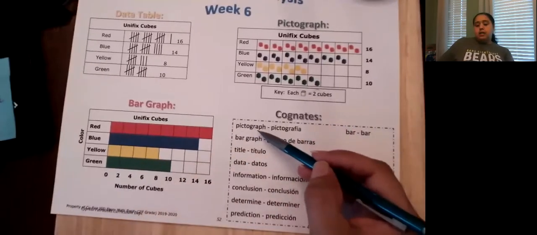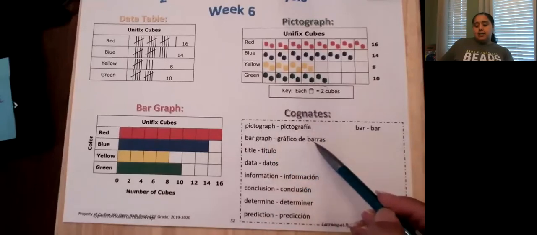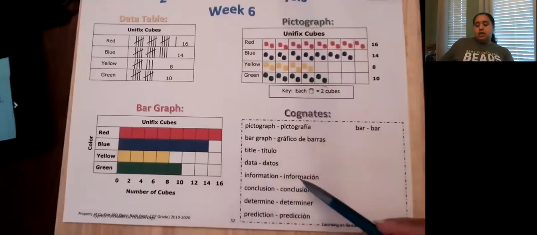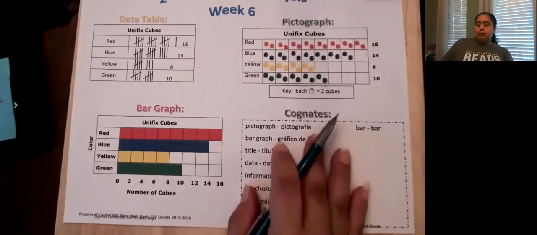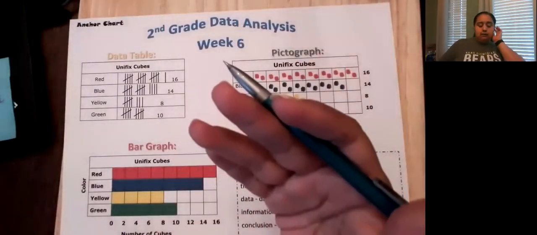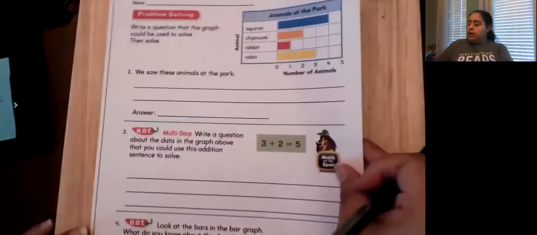Okay. In Spanish, pictograph is pictografía. Bar graph is gráfica de barras. Title is título. Data is datos. Information is información. Conclusion is conclusión. Determine, determinar. Prediction, predicción. Okay, so I just wanted to go over this. If you have any concerns or questions, you can always come back and look at your anchor chart for this. Okay, so we're going to go ahead and start with this.